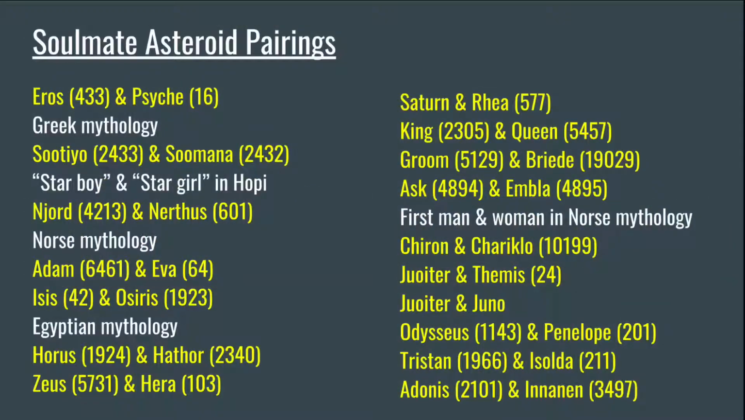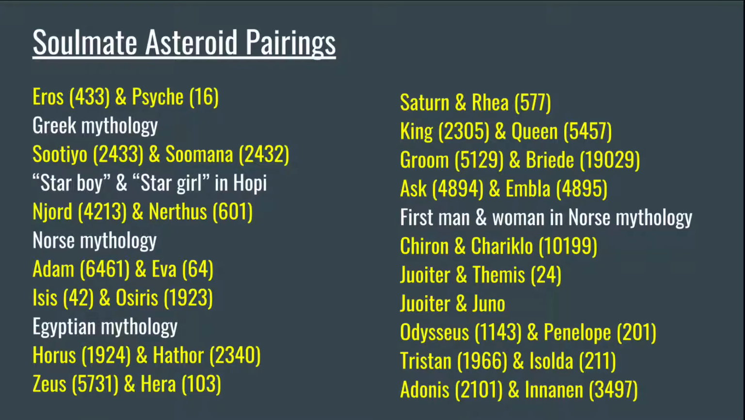Our list begins with Eros and Psyche. Psyche means soul, and this pairing creates divine soulful love that is also full of passion. Next is one of my personal favorites, Sutio and Sumana. These words literally mean star boy and star girl in the Hopi language, so this may indicate some type of cosmic traveler type of soulmate or twin flame relationship. Next we have Nord and Nerthus from Norse mythology. Adam and Eve, Isis and Osiris. This pair is common in twin flame charts, but it also appears in close soul-to-soul relationships.